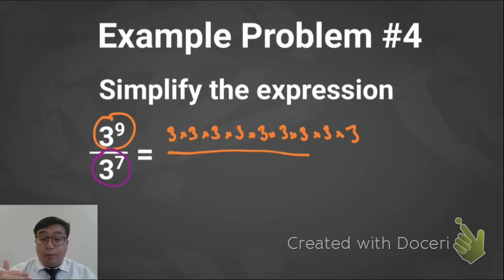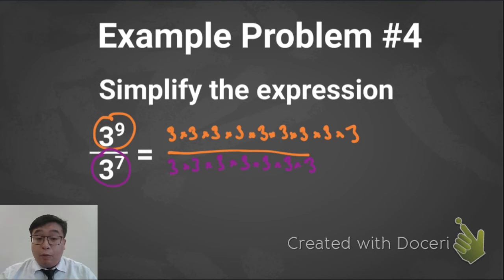And since these are on the bottom of the fraction, we're going to write these out underneath the fraction sign. So these 3's are underneath the fraction. 3, 4, 5, 6, 7. Right? So now let's simplify.